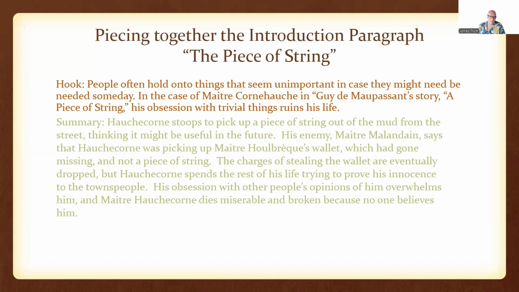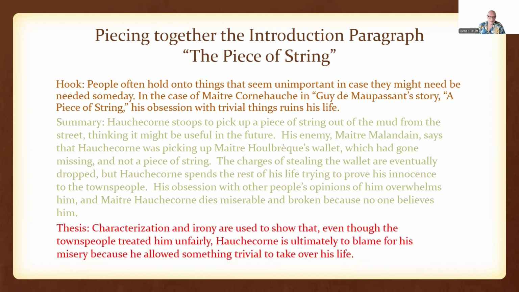believes him. And then that leads into the thesis: characterization and irony are used to show that even though the townspeople treated him unfairly, Hochkorn is ultimately to blame for his misery because he allowed something trivial to take over his life.